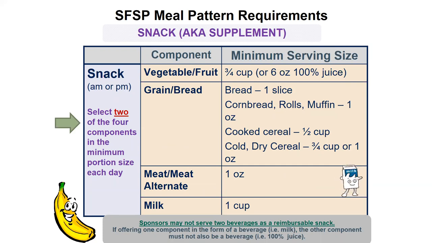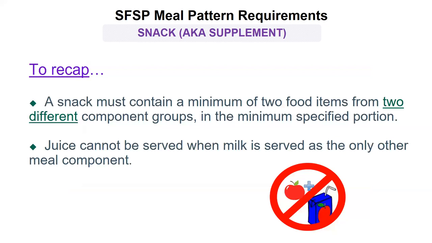One stipulation that you have to keep in mind, even though it seems compliant because you're offering it from 2 different components, is that USDA does not allow you to offer the snack in the form of 2 liquids or 2 beverages. So if you did 3/4 cup of 100% apple juice, and then you offered an 8-ounce serving of milk, that is the minimum required portions for fruit, vegetable, and for milk. But that would not be permitted because USDA says you can't have 2 liquids. So you have to have a food offering in the minimum required portion. And then you could also have a beverage if you choose to.